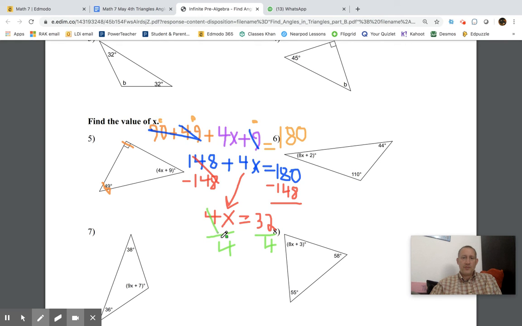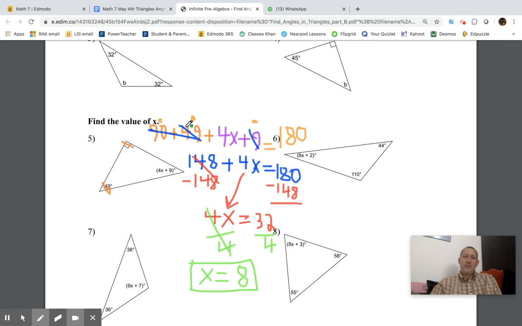Four divided by 4 is 1, so I'm just left with 1x, or x. 32 divided by 4. What is 32 divided by 4? Do you know it by memory? That is 8. And that is your answer. X equals 8.